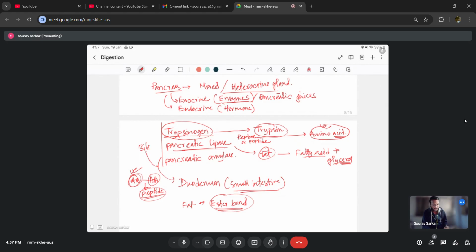Now pancreatic amylase. In case of carbohydrate, they are connected by which bond? They are connected by glycosidic bond.